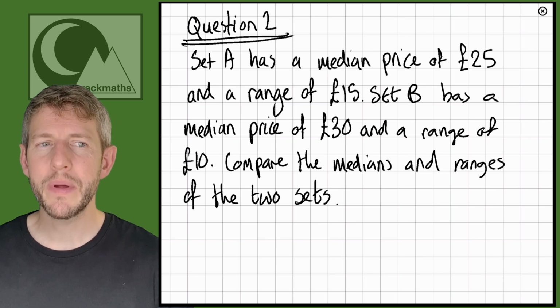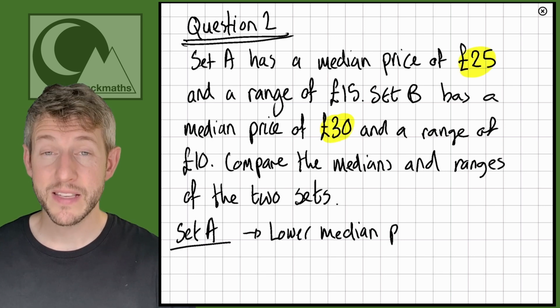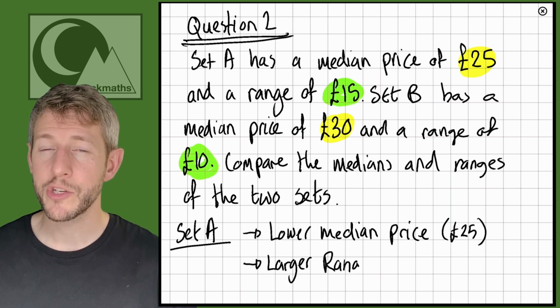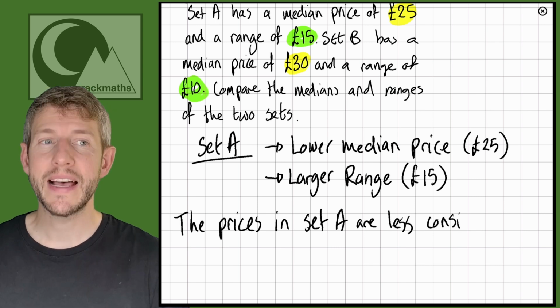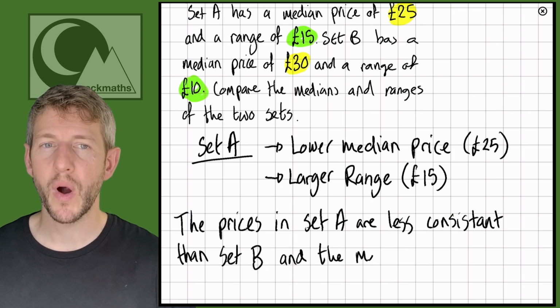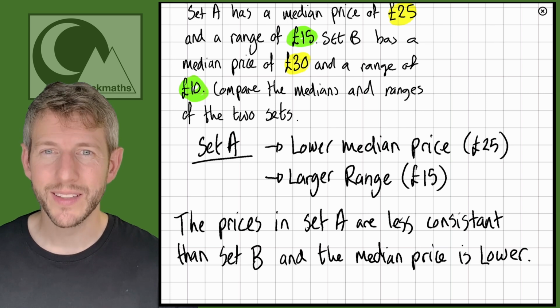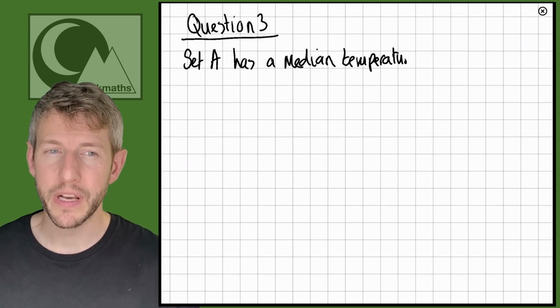Okay, so here we go. I can see that set A has a lower median price and a larger range, meaning that the prices within set A are less consistent and the median price is lower. Okay, and that is all I can say. Right, let's have a look at one more question and then we're going to finish.